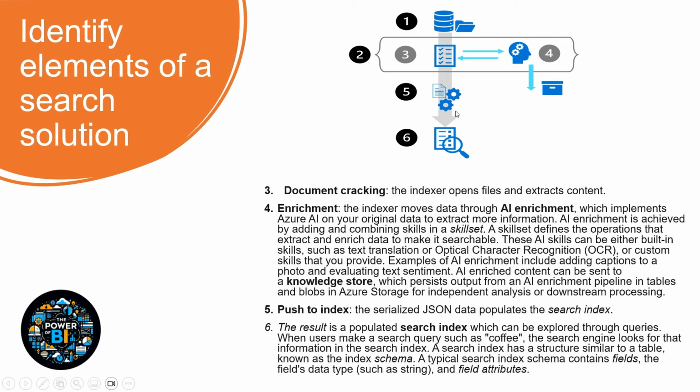The document cracking is the third step that opens files and extracts the contents itself, and then the indexer moves the data through an AI enrichment platform, which implements Azure AI on your original data to extract more information. AI enrichment is achieved by adding combined skills in the skillset. So it works with multiple tools like OCR or other platforms for text-based analysis as well, to store the final results in the knowledge store, which persists output from an AI enrichment pipeline in tables, blobs, or Azure storage.